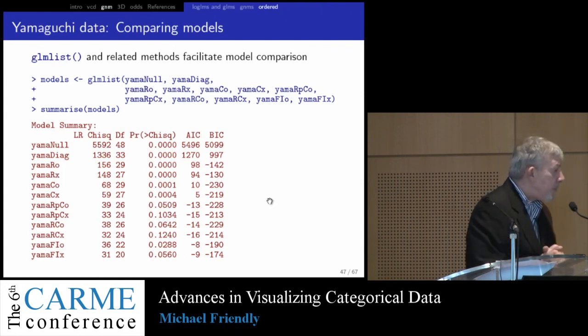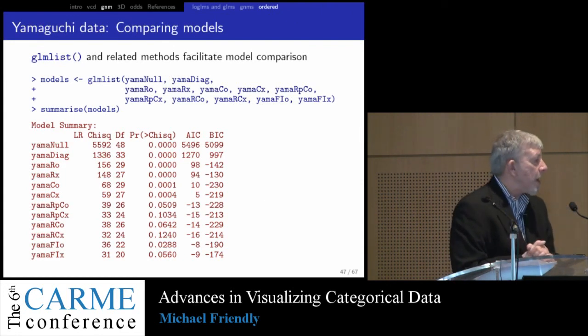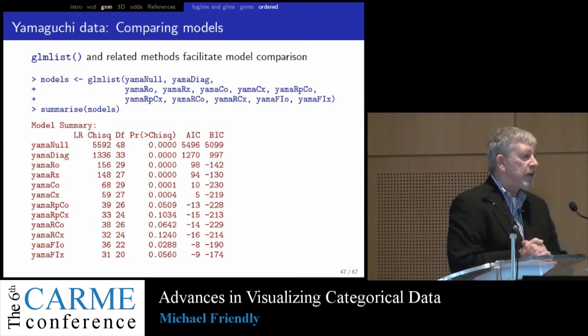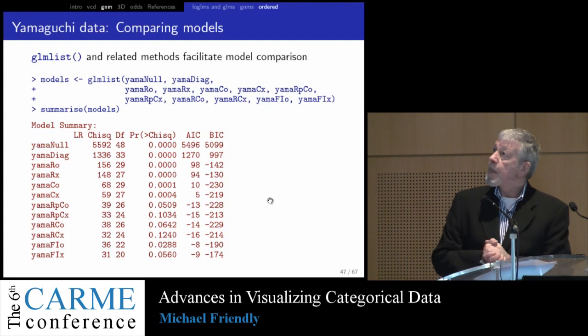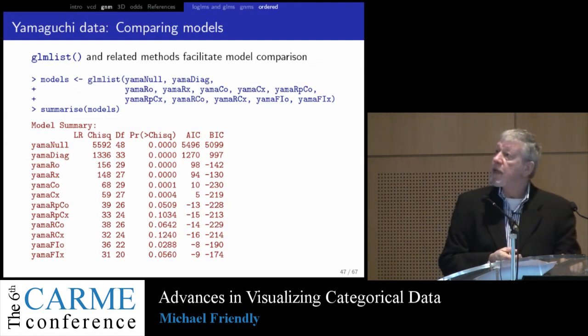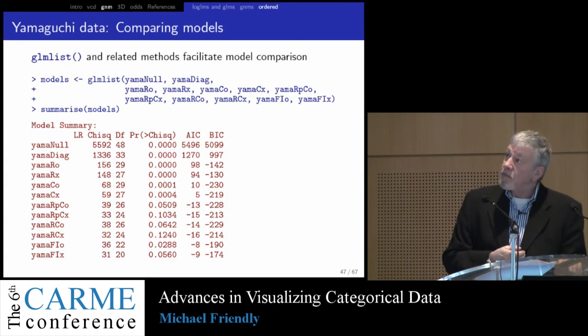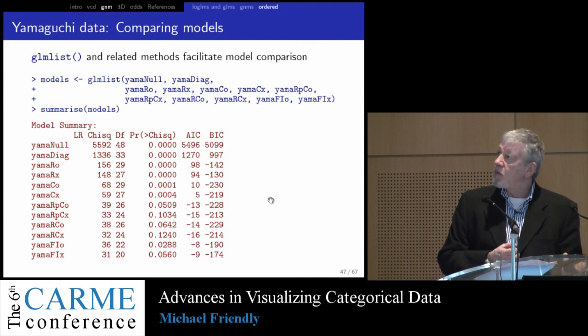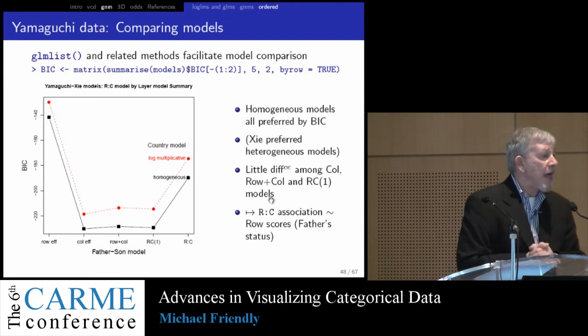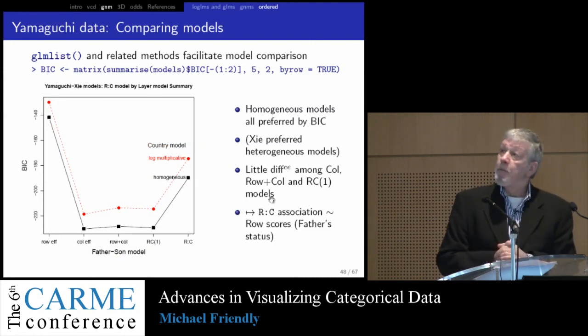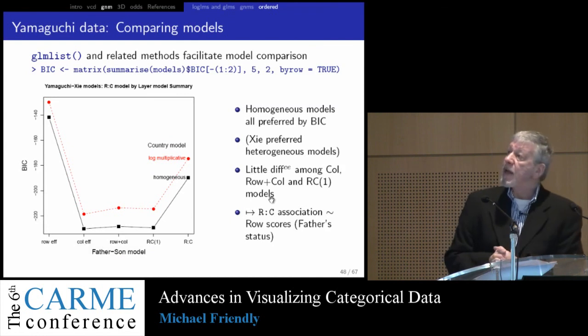We fit a bunch of models here. How are we going to compare them? Well, glmlist is a function that simply takes the names of a set of models, collects them in a list, and then you can do a variety of things with those lists. So summarize for a glmlist gives a convenient summary of the chi-squares, p-values, AIC, and BIC. And then we can take that and extract, for example, the BIC statistics and make a plot.